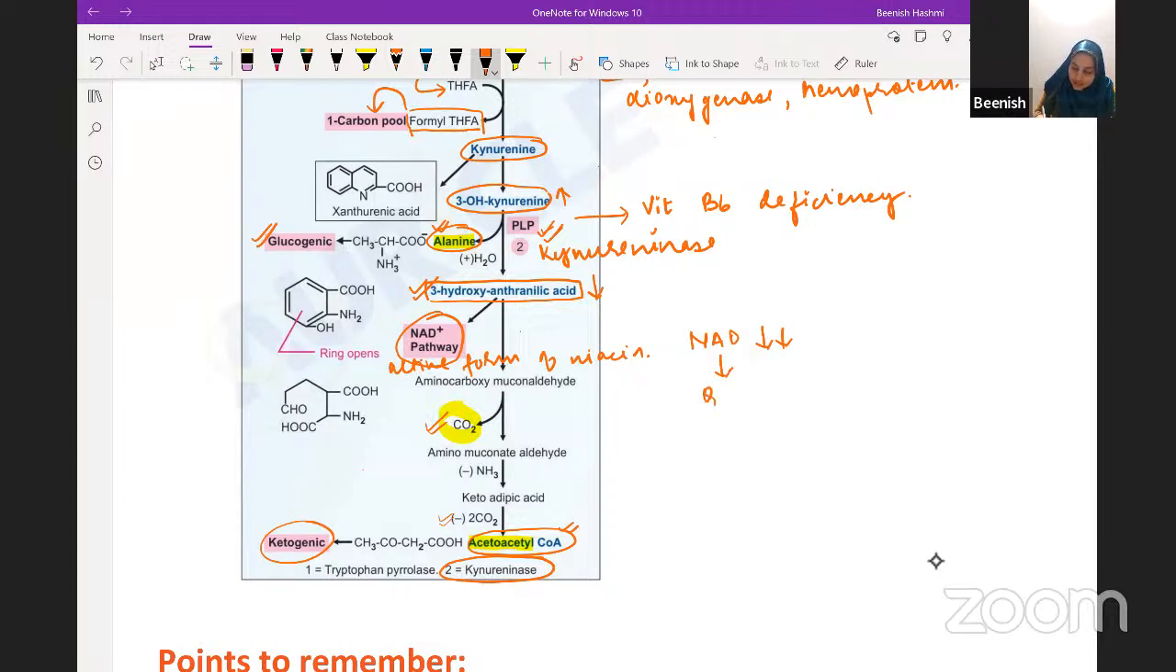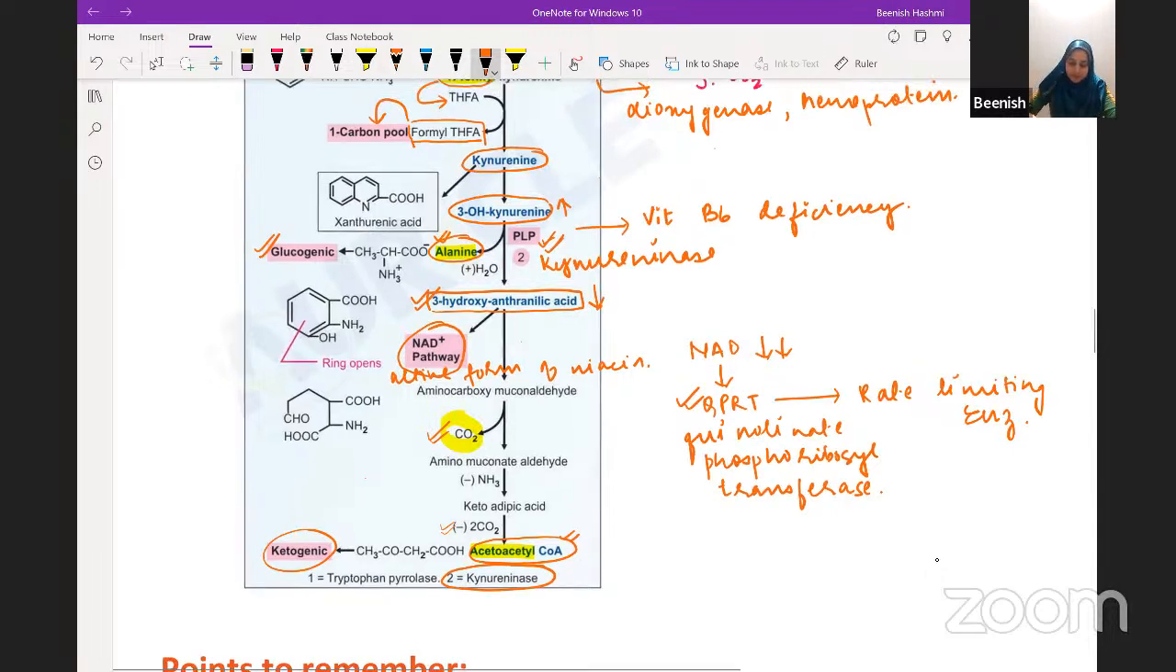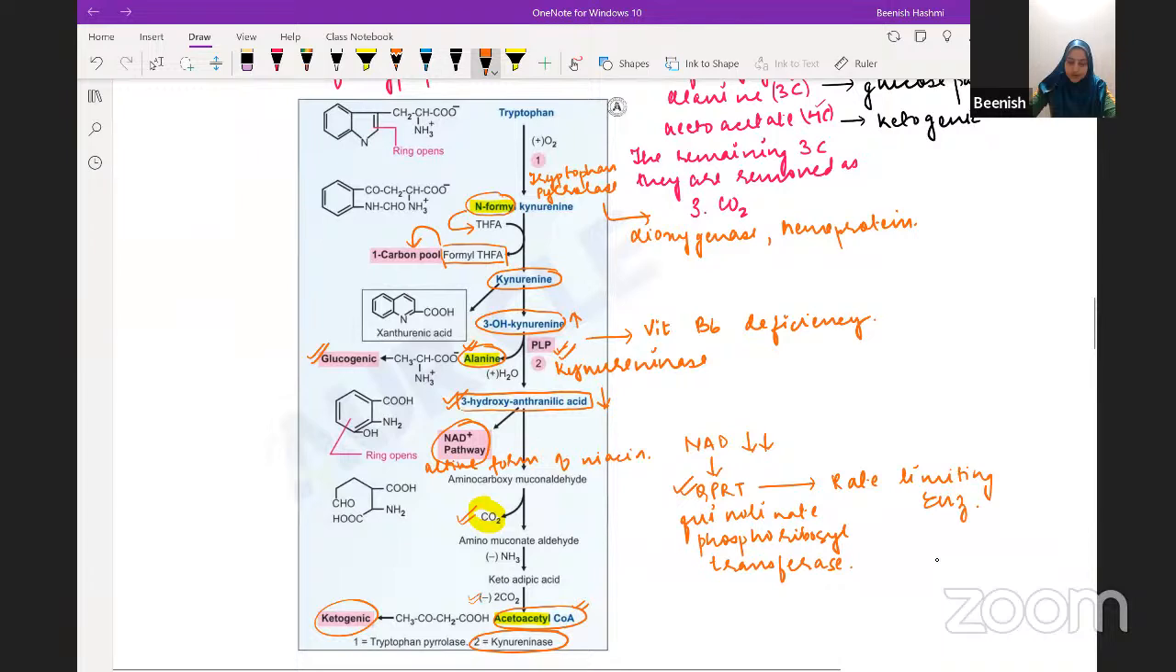is QPRT, that is quinolinate phosphoribosyl transferase. Okay, so this is the rate limiting enzyme of the NAD pathway. So I'll just quickly repeat this for you.